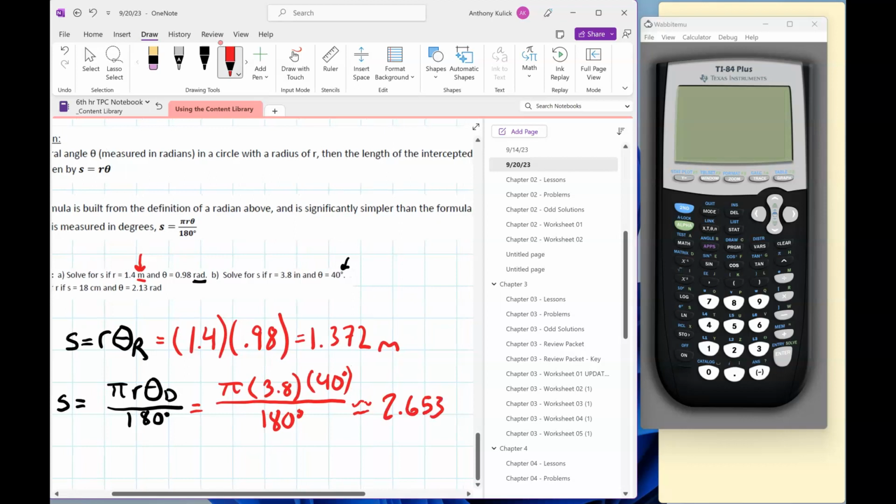2.653. And what unit should this be in? Degrees. Inches. It's the same as the radius. So again, degrees and radians measure angle size, but feet, inches, meters, things like that measure lengths, right?